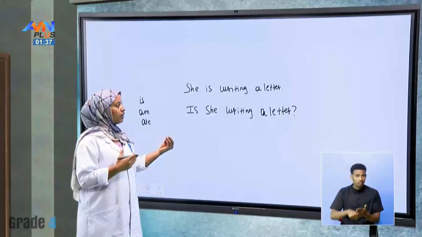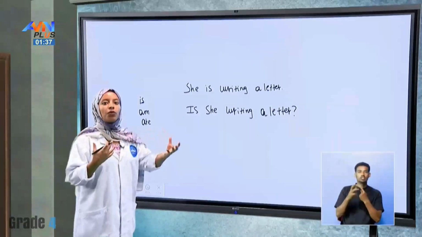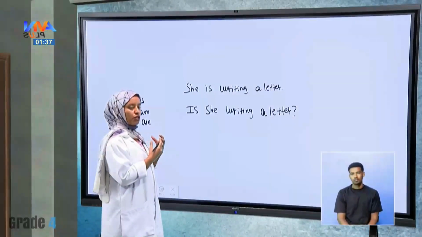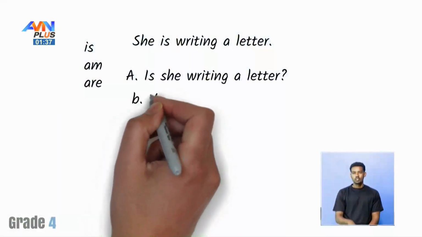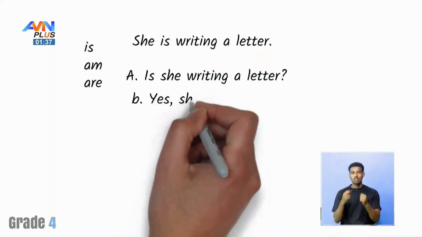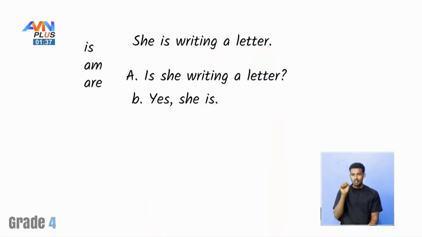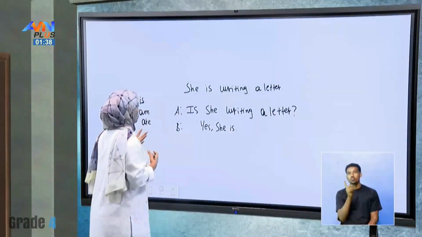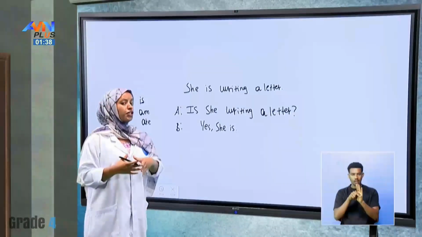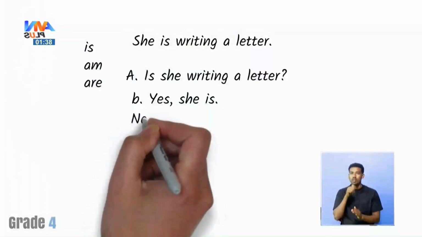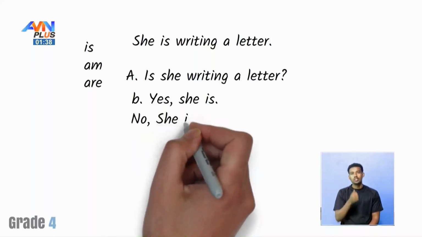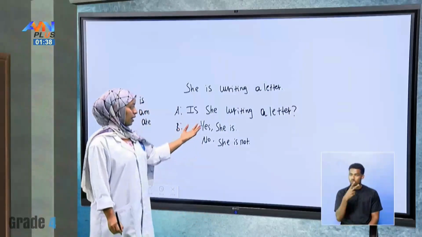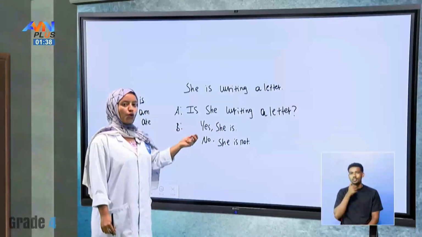For example, let us make this conversation or a dialogue with our friends. If it is positive, we can say yes, here we can use a comma. Yes, she is. What about trying to say negative? No. What are we going to say? She's not. So, look, students, here: yes, she is. And also, no, she's not.